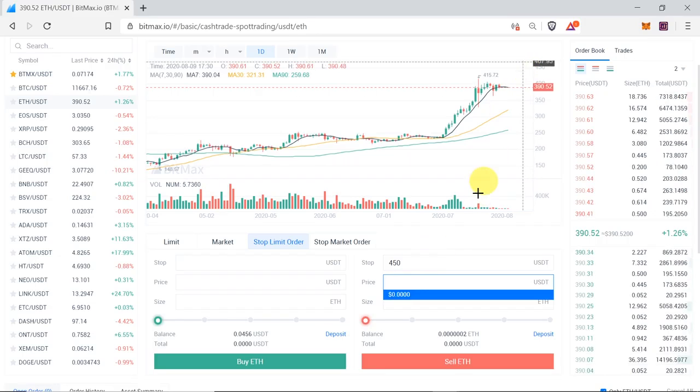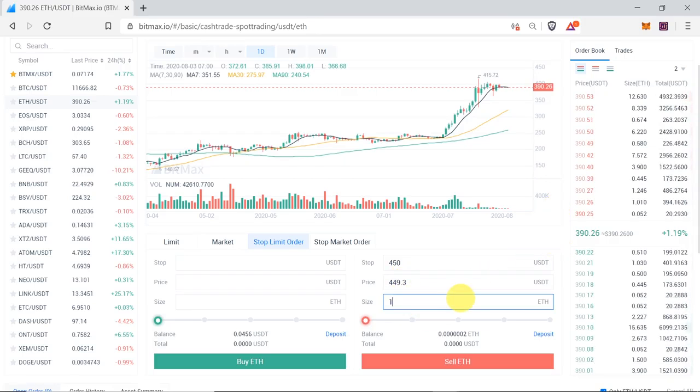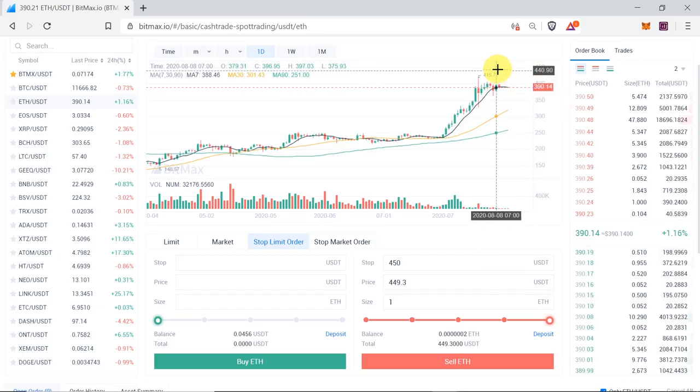So if it goes to 450, we would sell it, for example, for 449.3. Of course, the spread depends on the cryptocurrency. For some cryptocurrencies, it could be like 1 cent or half of a cent, it all depends on that. So over here, we type in this, and then we type in the size of our sell order. So if the price goes up to 450, at that moment, our order is being added and triggered.